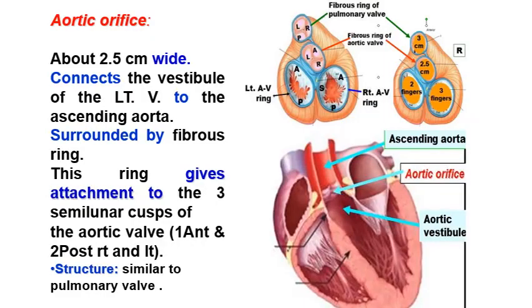And then we talk about the aortic orifice. It's 2.5 centimeters wide and connects the vestibule of the left ventricle to the ascending aorta. It is surrounded by a fibrous ring as all the orifices, and this ring gives the attachment to the three semilunar cusps of the aortic valve. The aortic valve has one anterior cusp and two posterior cusps, one on the right side and one on the left side, the structure of which is similar to the pulmonary valve.